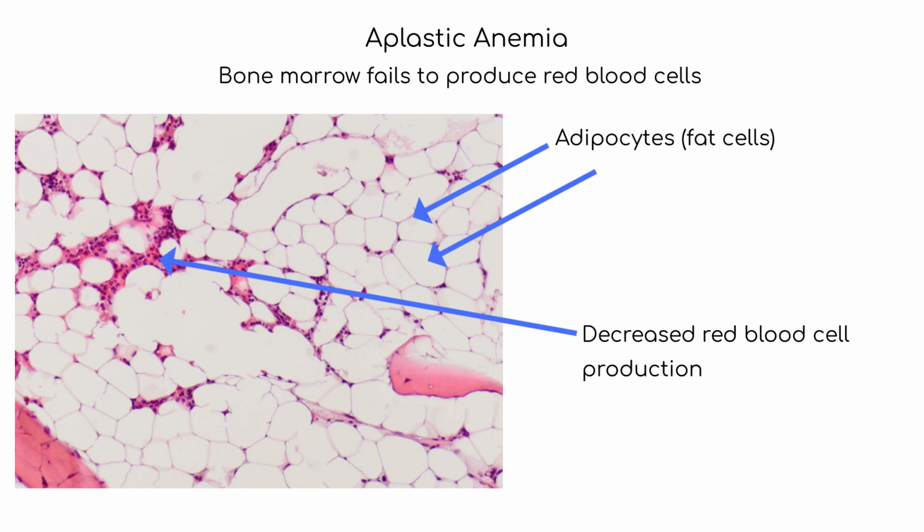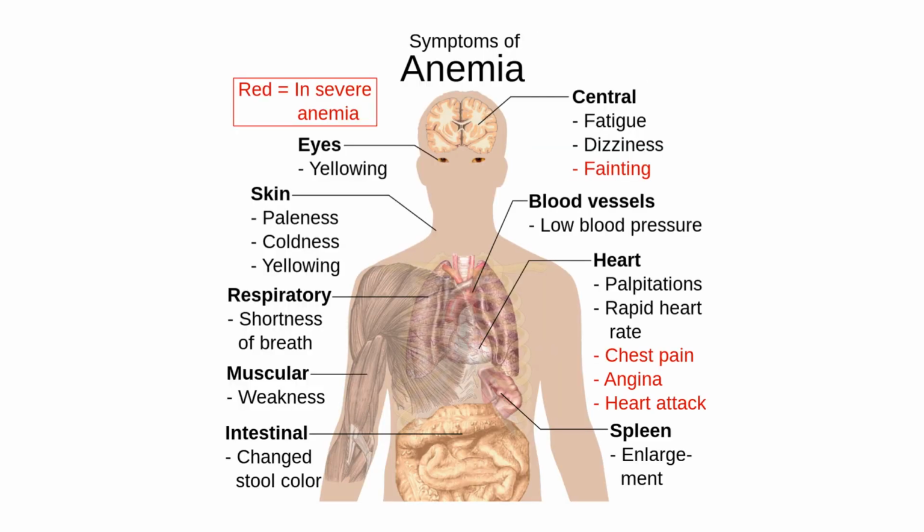Symptoms of anemia can include fatigue, weakness, shortness of breath, pale skin, jaundice, low blood pressure, enlarged spleen, infections, changes in stool, rapid or irregular heartbeat, and frequent infections due to a weakened immune system.